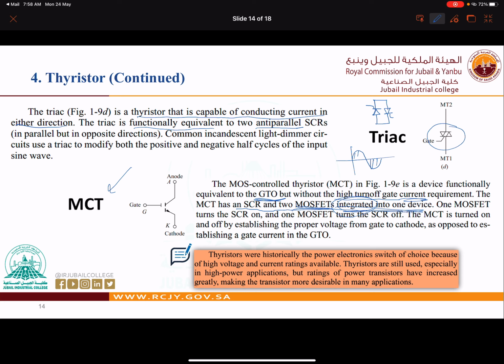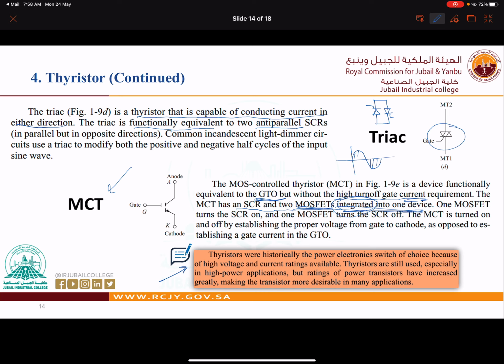Now, the note here is also very important. Thyristors were historically the power electronic switch of choice because of high voltage and current rating available. Thyristors are still used, especially in high power applications, but ratings of the power transistors have increased greatly, making the transistor more desirable in many applications.